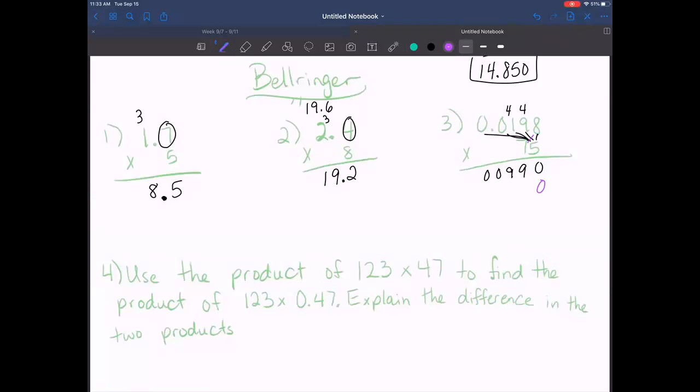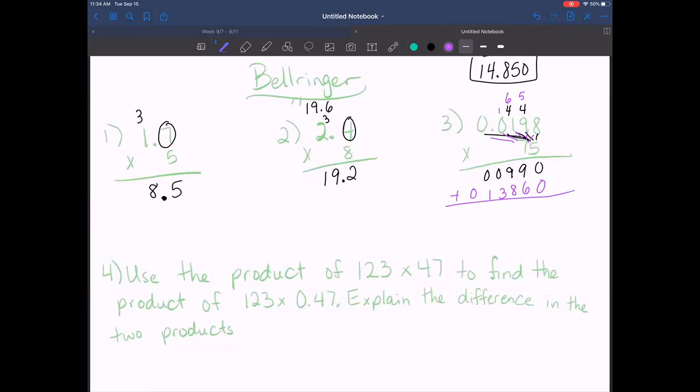So 7 times 8 is 56. 7 times 9 is going to be 63. So 63 plus 5 is going to give me 68. 7 times 1 is just 7. Plus that 6, it's going to give me 13. And then I do 7 times 0, which is just 0, but I have that 1, so it's going to give me a 1. And then the 0 right there.